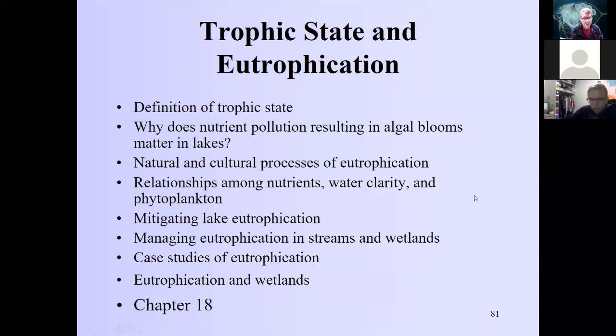So that gets us to chapter 18. We're going to talk about what I mean by trophic state, nutrient pollution in lakes, why it matters, natural and cultural processes of eutrophication, the relationships between the nutrients, water clarity, and phytoplankton, and then how we mitigate eutrophication in all these different habitats, and some specific case studies.